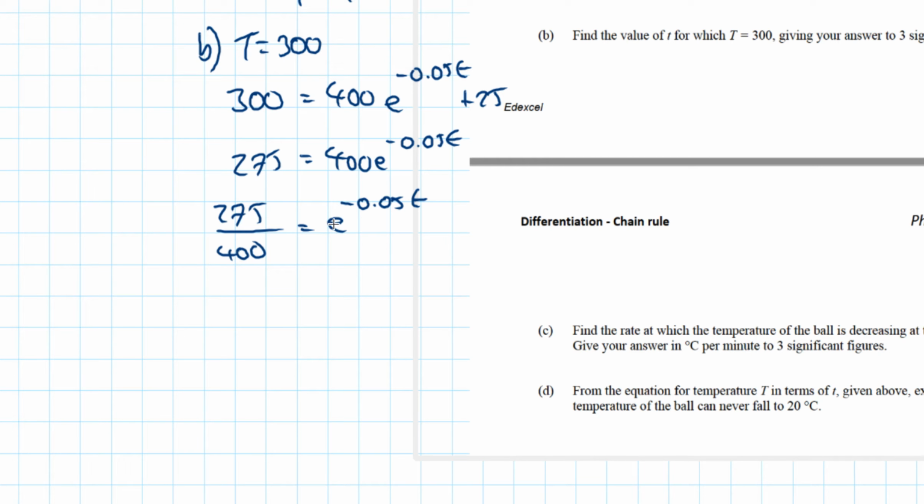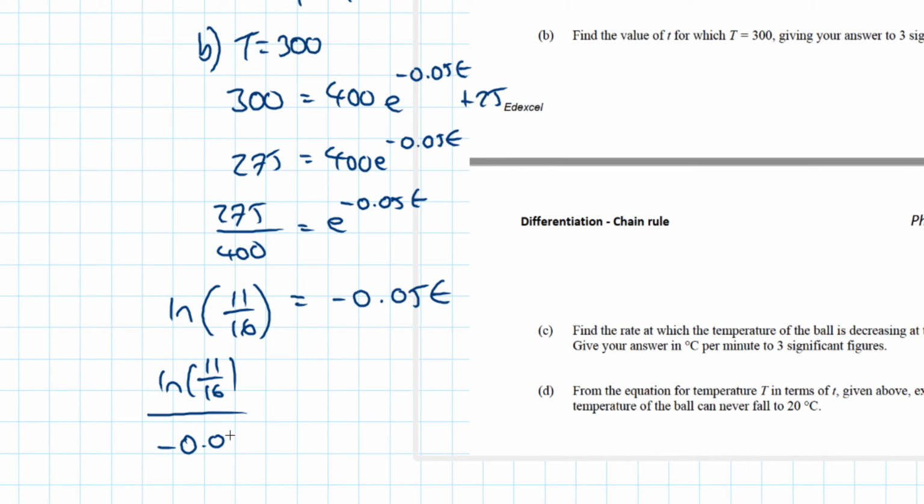So when you want to move base e to the other side, you have to take log base e, which is the same as ln. So you're going to take ln on both sides. So it's going to be ln 11 over 16, which is 275 over 400 simplified, equals, now ln e cancels, so we're left with minus 0.05t. From here, we're just going to divide, so ln 11 over 16 divided by minus 0.05 is equal to little t.